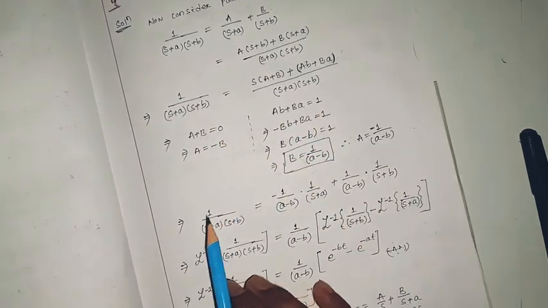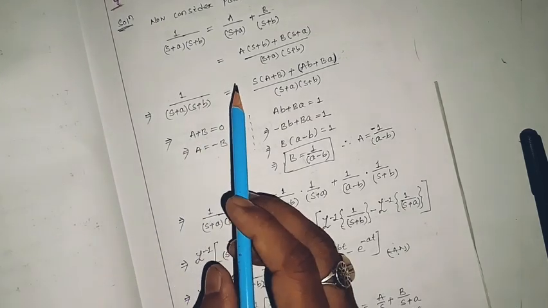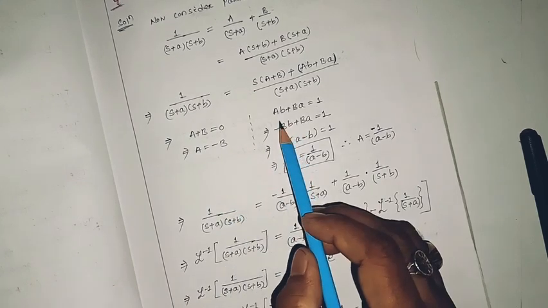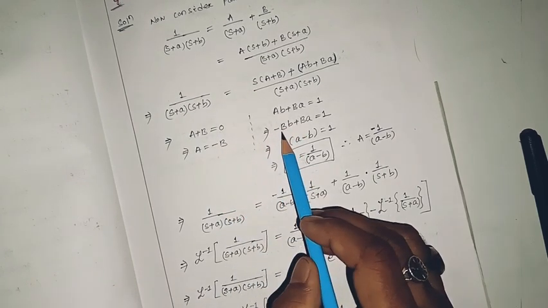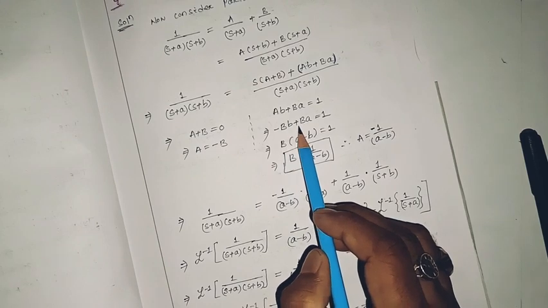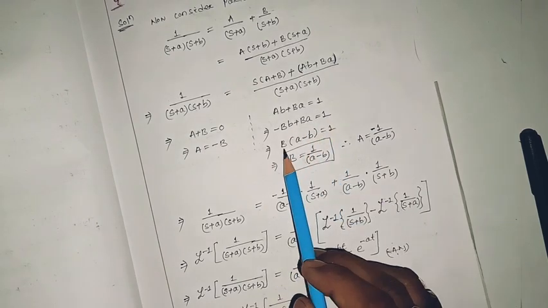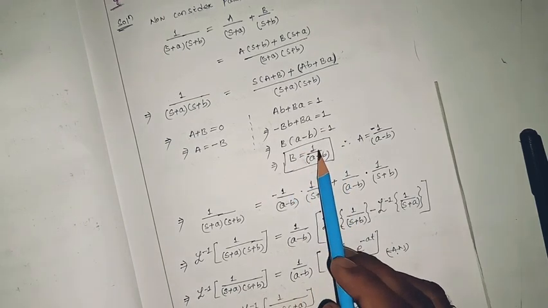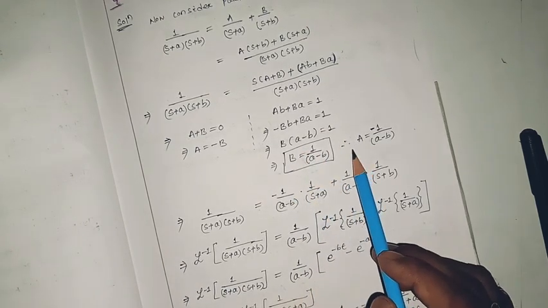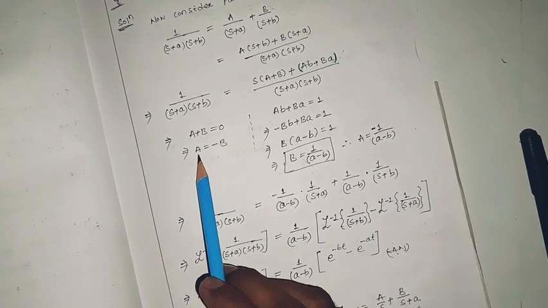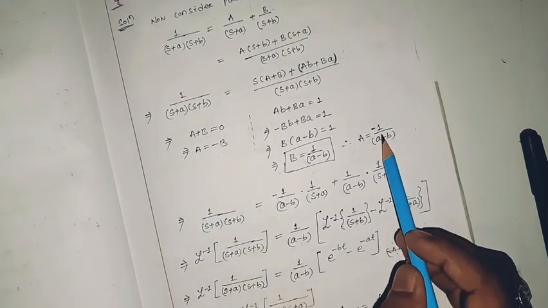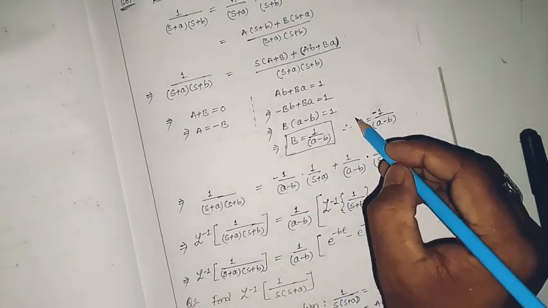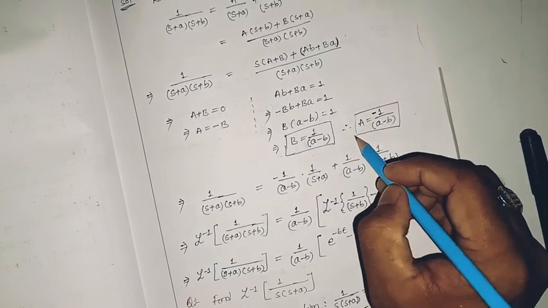Now we are going to solve it. We have to find out the a and b values. From this equation, a equal to minus b. If I put a equal to minus b over here, then minus b into b plus b into a equal to 1. So take b common: b into (a minus b) equal to 1, b equal to 1 by (a minus b). Therefore a will be equal to minus 1 by (a minus b). So we found b equal to this much, and a equal to this much.